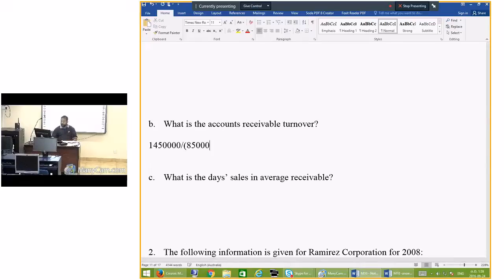85,000 plus 75,000 divided by 2. Then you can calculate the account receivable turnover, that should be closely 18.1.